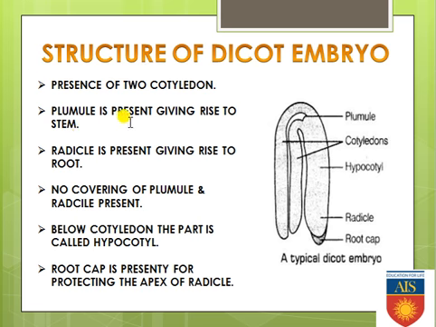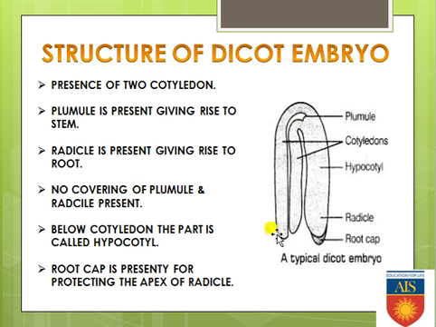Second, the plumule is present, giving rise to the stem. Here you can see the plumule part. This portion is exclusively responsible for giving rise to the stem. Next part is the radicle. The radicle is this portion, and this blunt portion is exclusively giving rise to the root. Keep it in your mind, no covering is present for the plumule or for the radicle, because no coleoptile and coleorhiza are present in the case of a dicot embryo.